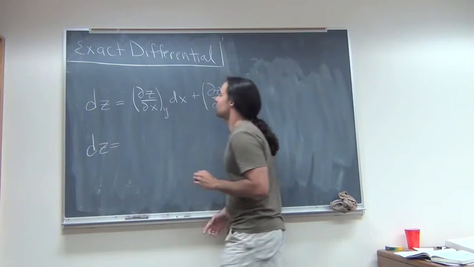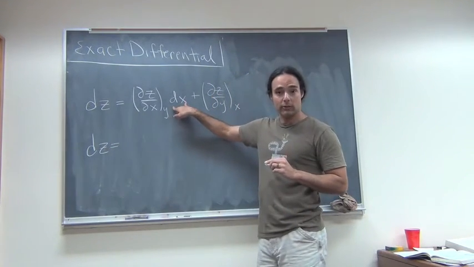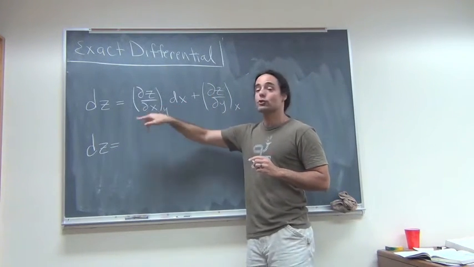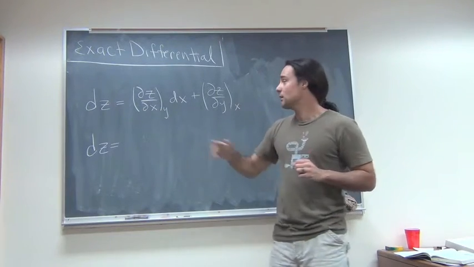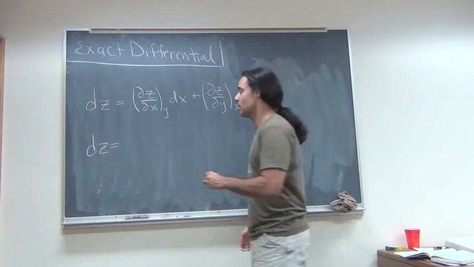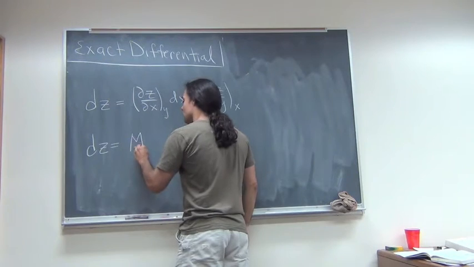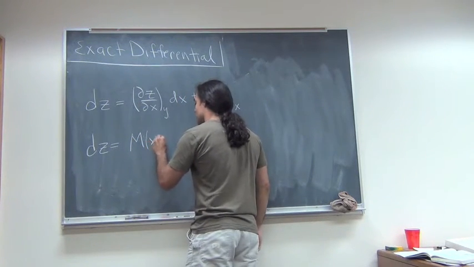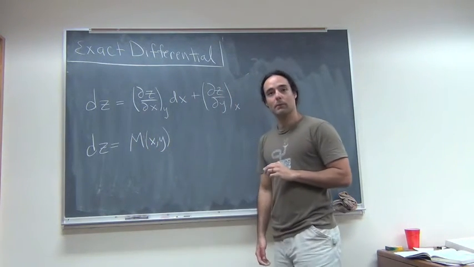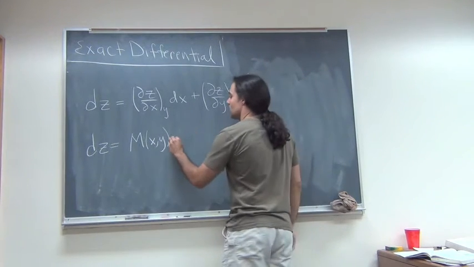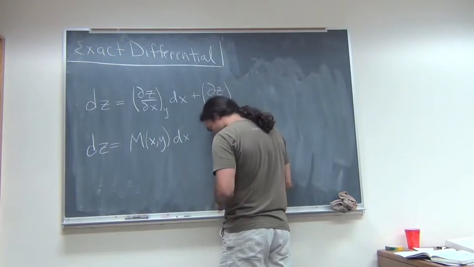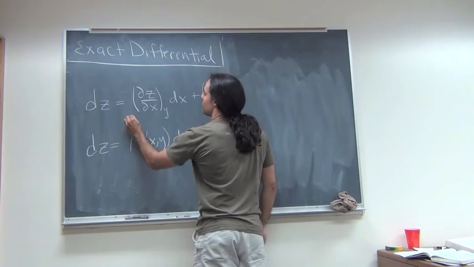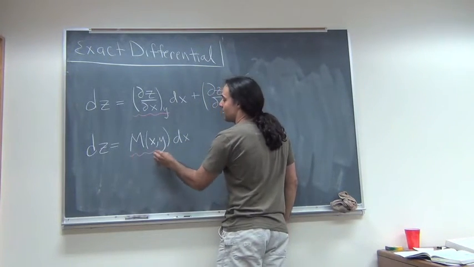in this way. I'm still going to keep my dx, but I want to write the partial derivative of z with respect to x, keeping y constant, as just some function of x and y. Call it M of x and y. So all I've done is I have taken this and I have written it as that.